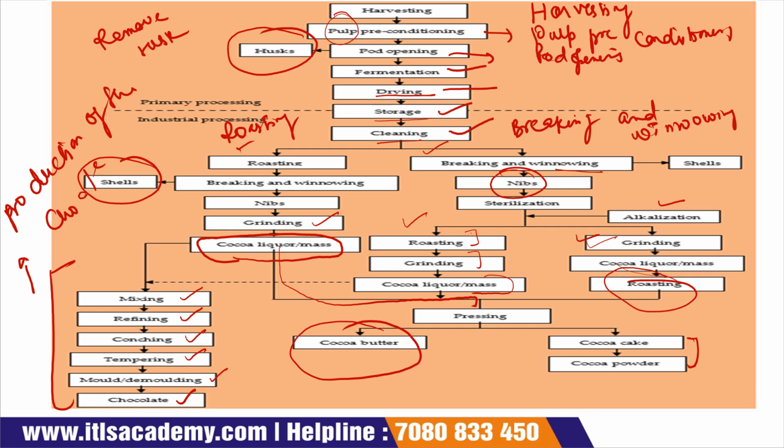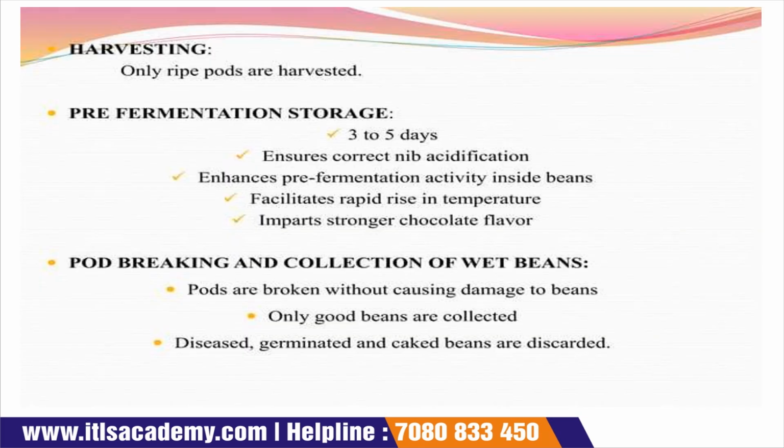Now we press this cocoa liquor and convert it into either cocoa butter or cocoa cake, and at the end of the process this cocoa cake is converted into cocoa powder. So this is all about the processing of cocoa beans. Now come to the next slide. Harvesting: only ripe pods are harvested. We must take care that we harvest only ripe pods. Unripe pods should not be harvested.